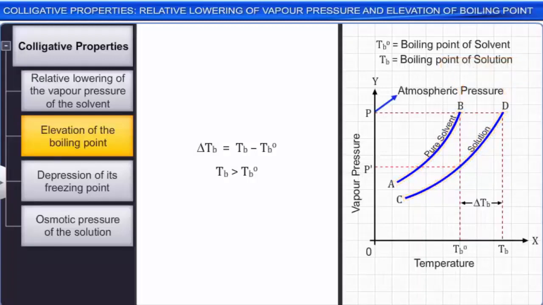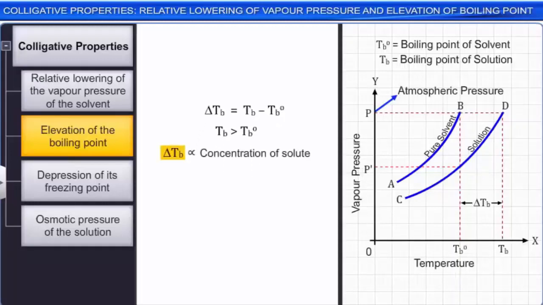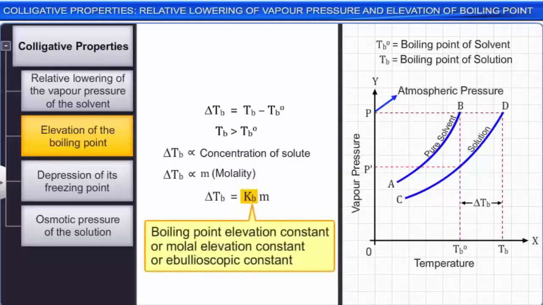The boiling point of a solvent changes as the concentration of the solute in the solution changes, but it does not depend on the identity of the solute particles. The elevation of the boiling point depends upon the concentration of the solute in the solution and is directly proportional to molality m of the solute in the solution, or delta Tb is equal to Kb multiplied by m, where Kb is known as the boiling point elevation constant or molal elevation constant, or the ebullioscopic constant.